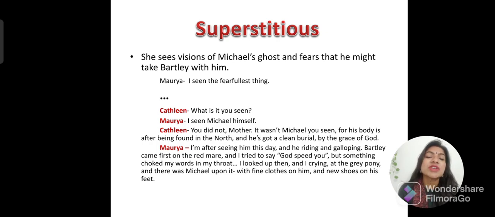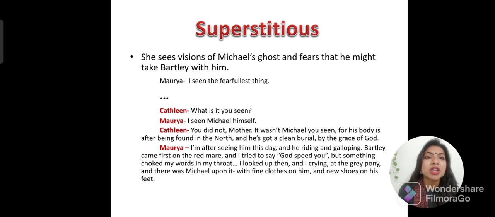Next is she is very superstitious. It is not about her only, but all the islanders, they were very superstitious. The mention of number 9, number 7, which are considered very ominous, she mentions them all. She also has visions of Michael's ghost and fears that he might take Bartley with him, which in the end, by the way, proves true.